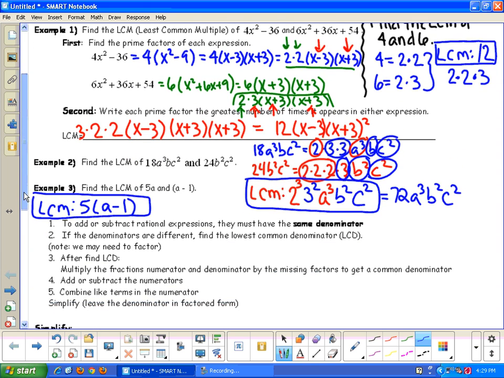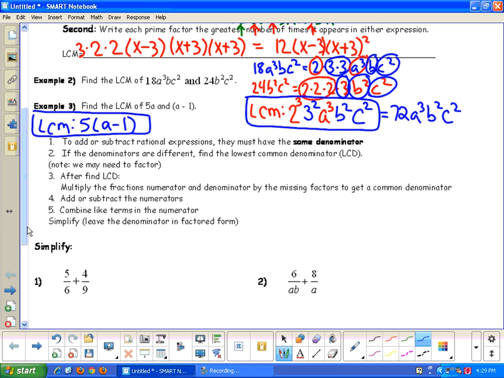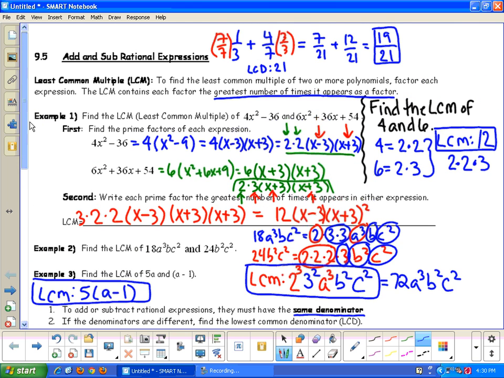Okay, so let's go ahead and look at some more examples. To add or subtract rational expressions, they must have the same denominator. That's really important. If the denominators are different, find the lowest common denominator. Note you may need a factor. After you find the least common denominator, multiply the fraction's numerator and denominator by the missing factors to get a common denominator. So that's like what we did up here with the first equation that we did right here.